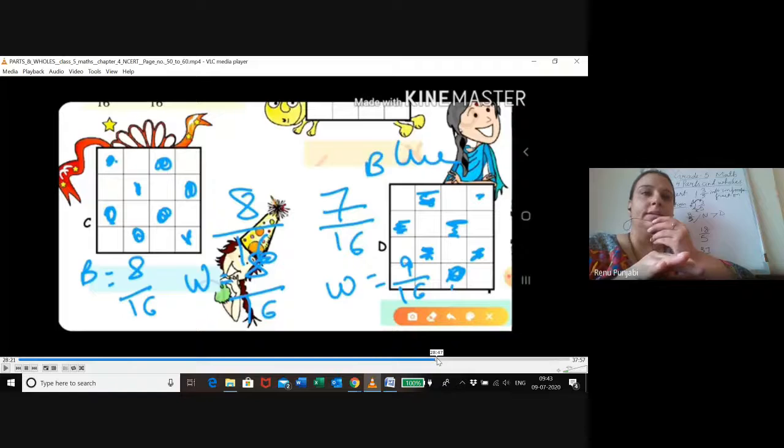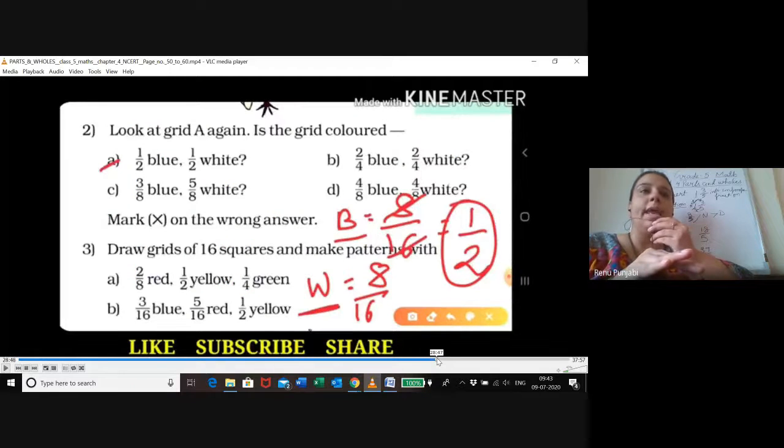Clear? Come to the next one down. Look at the grid A again. Is the grid colored? So go up to the grid above which you have done before.